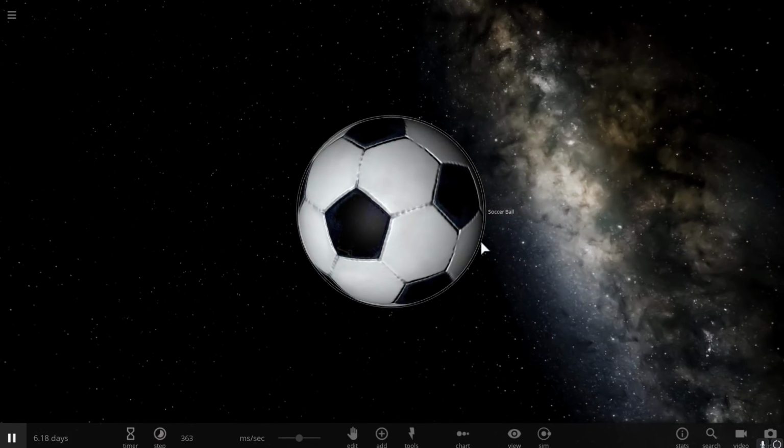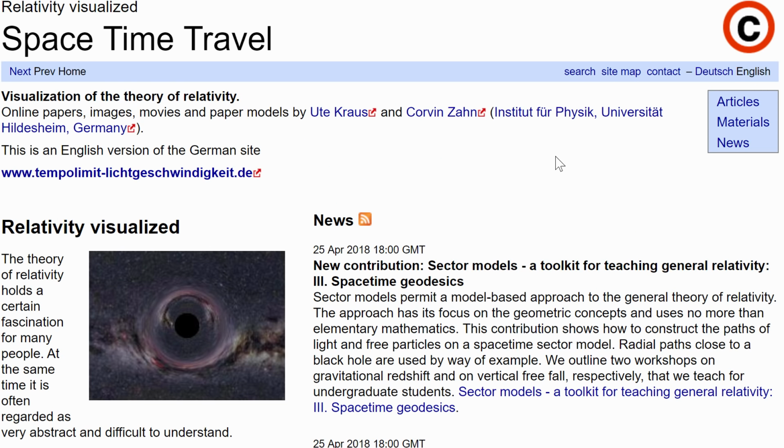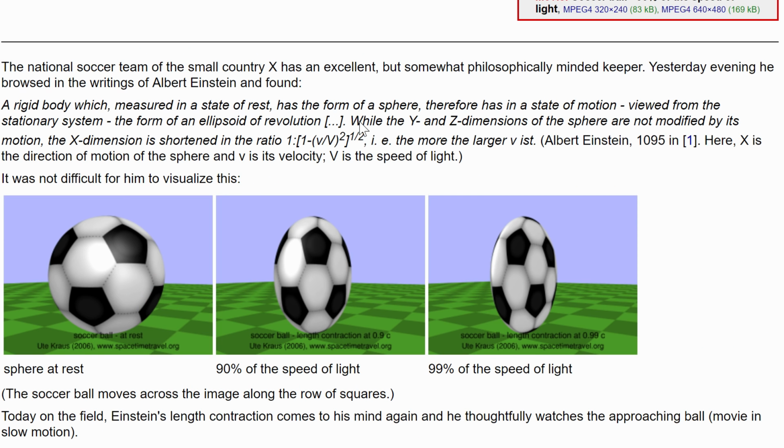Now, let me actually explain to you what's happening here, because it is actually surprisingly complex. And a lot of this is going to be based on the work by this person right here, Uta Kraus, from the Institute of Physics at the University Hildesheim in Germany. And he actually has quite a lot of really cool simulations that help you visualize relativistic effects. But we're going to be looking at the World Cup version of this, where back in 2006, he helped us visualize what it actually is like for a ball to travel at the speed of light.